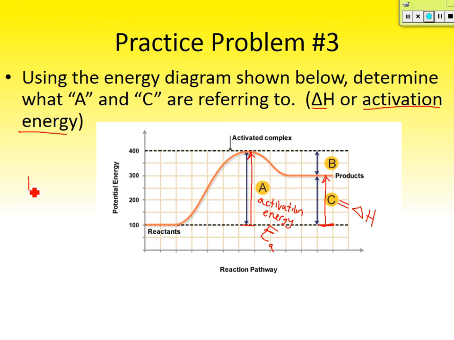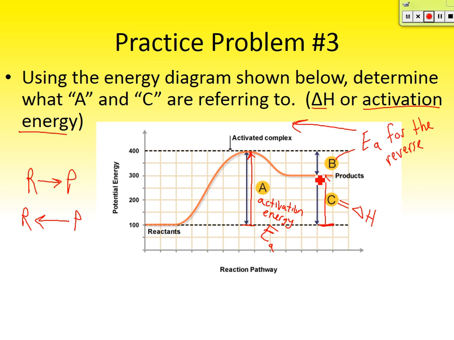Most of the time we go from reactants to products. But what if we reverse this reaction and we went the other way, from products to reactants? What would B be if we reverse this reaction? Isn't this the energy of activation for the reverse reaction? So if we went this way, wouldn't B be the activation energy? And that's what it is.